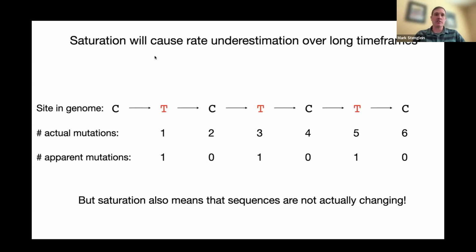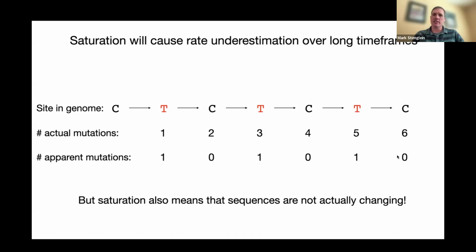Well, one issue is that saturation, which is the reversion of mutations in genome sequences, will cause this to happen. So saturation will cause rate underestimation over long time frames. The way this works is that if you have a site in a genome that starts as a C and then mutates to a T, but then goes back to a C, and say this site kept toggling back and forth between C and T, you'd have a lot of actual mutations, but the number of apparent mutations could be zero or very much lower than the number of actual mutations. So this is called saturation.